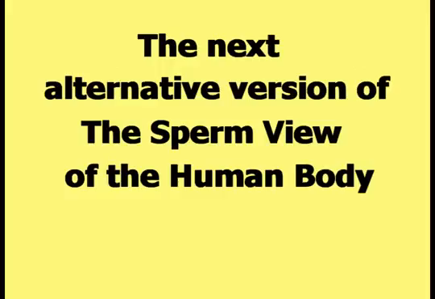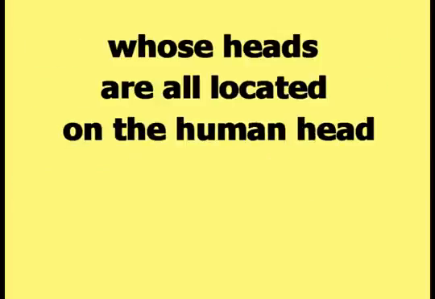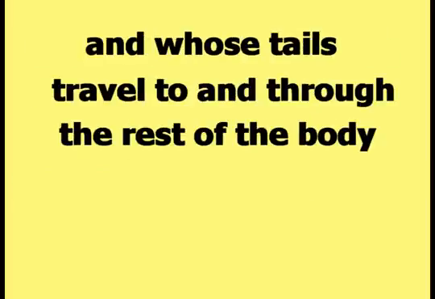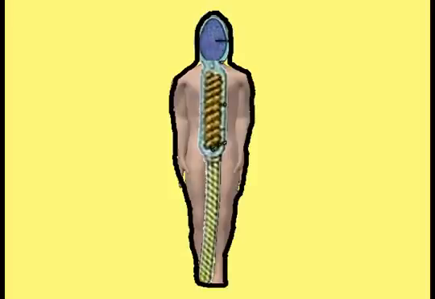The next alternative version of the sperm view of the human body treats the human body as if it is composed of an infinite number of infinitely small sperms whose heads are all located on the human head and whose tails travel to and through the rest of the body, as demonstrated in this picture, which uses just a few sperms for clarity.